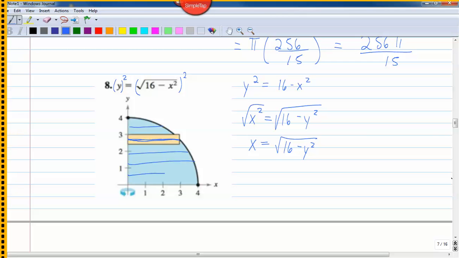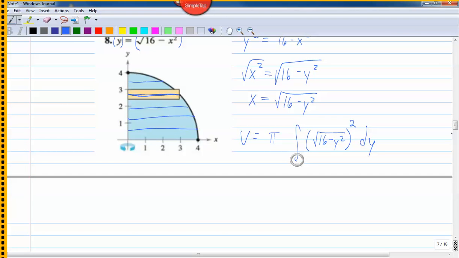You see, the height of the rectangles would change. So that means that the radius of the disk would change depending on this curve right here. And this curve is x equals the square root of 16 minus y squared. So our volume equals pi times the integral of the radius of each disk, that's the square root of 16 minus y squared, squared, dy.